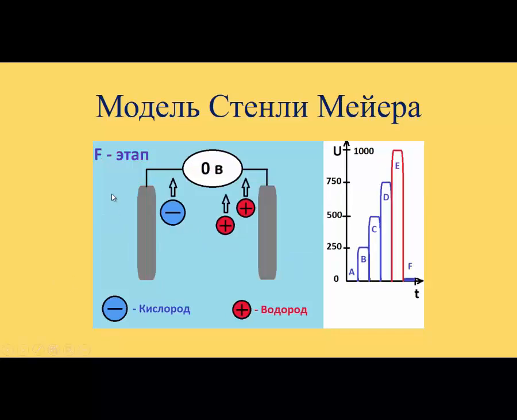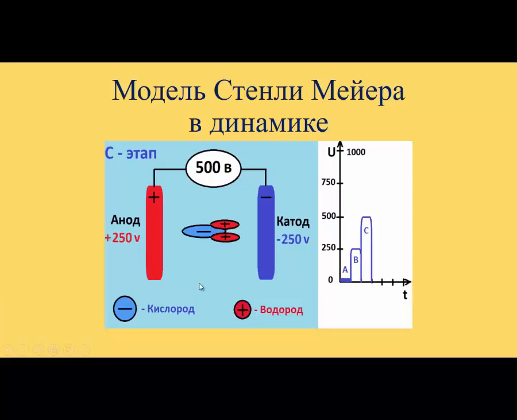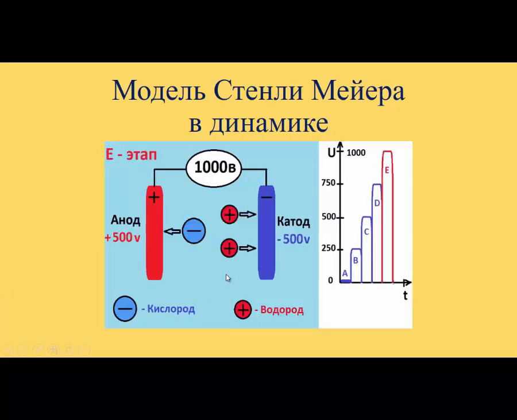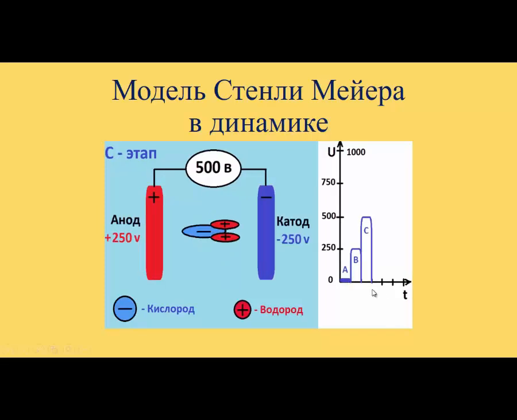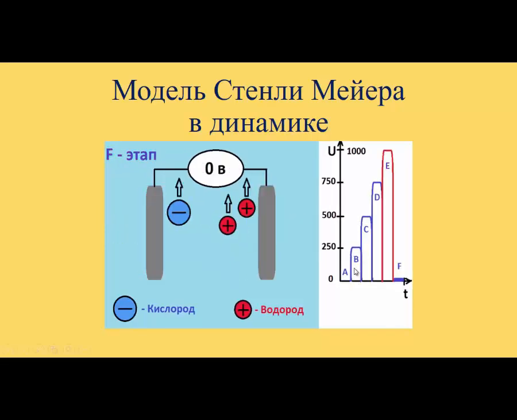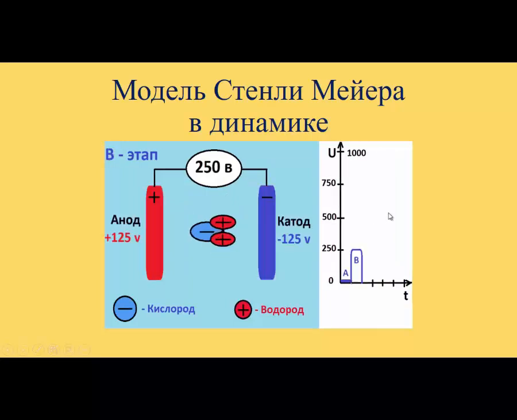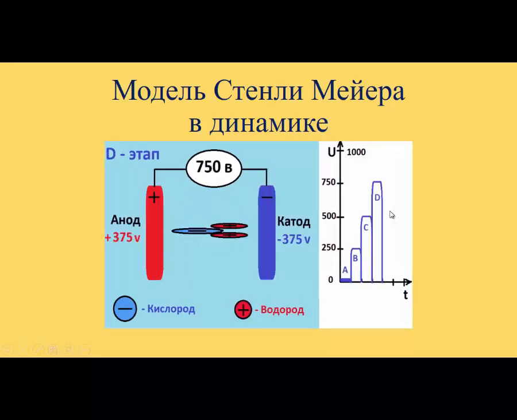Stage F, when the voltage is removed. We see that the voltage on the capacitor plates is absent, and accordingly the atoms of oxygen and hydrogen are released in the form of a gas. Here in the figure we can see the Meyer model in dynamics. According to the graph, you can see stage A, stage B, stage G, the break, and stage F, when the voltage is removed.